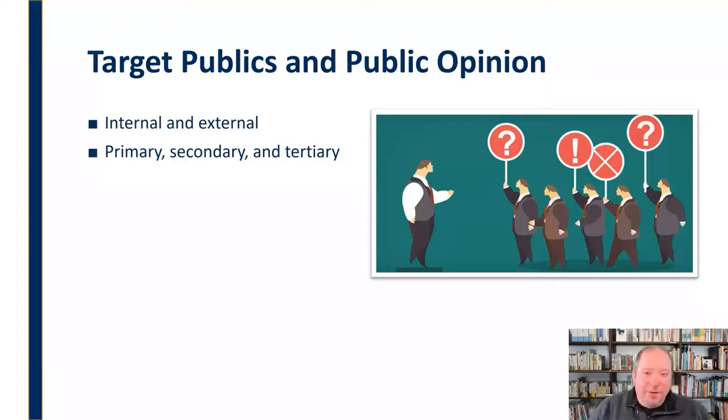We have some input or some influence here, but maybe not as much as the primary. And then tertiary would be those that are kind of on the fringes a little bit. They're going to be affected by this, but either we can't have as much impact as we would like, or we don't think it'll be as productive to spend our time there. So we rank order these things. Who are our primary publics? Our secondary and tertiary then?